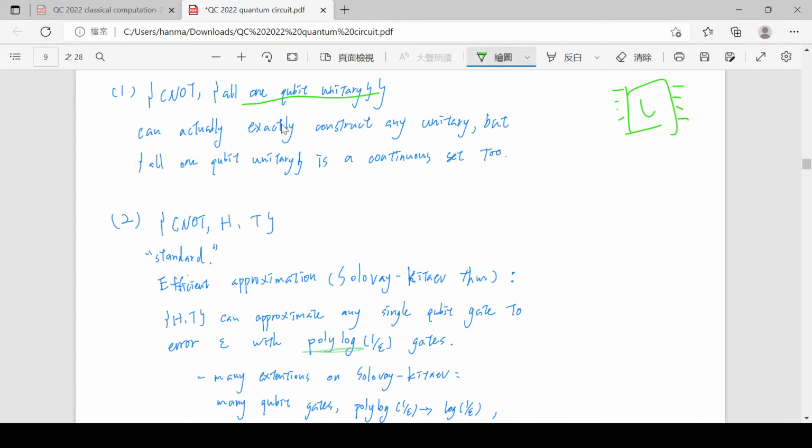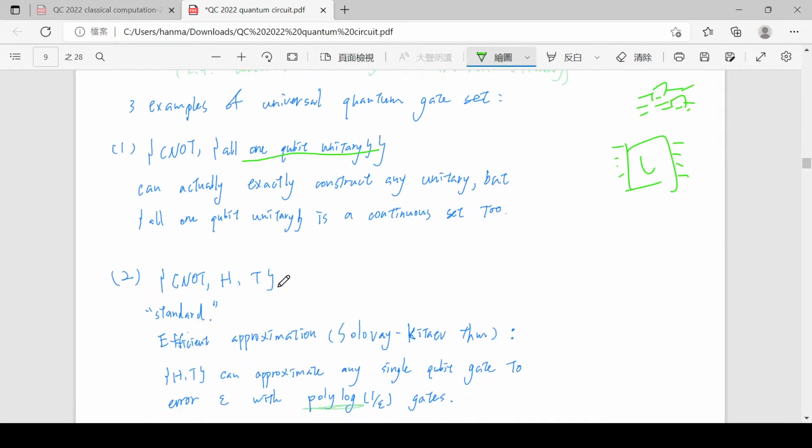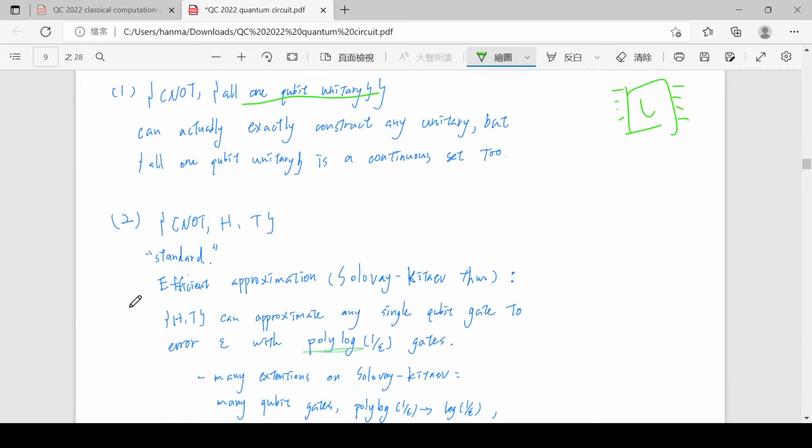And because this approximates this, and we know this is a universal gate set, CNOT, Hadamard, and T is also universal. Although now it's approximately universal, because now you actually have a discrete thing, and the 1-qubit unitary is an approximation. And this is, I would say, the most standard universal quantum gate set people think about, but obviously there are other gate sets.